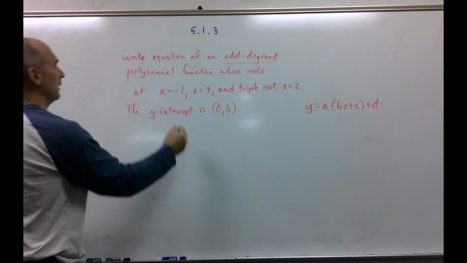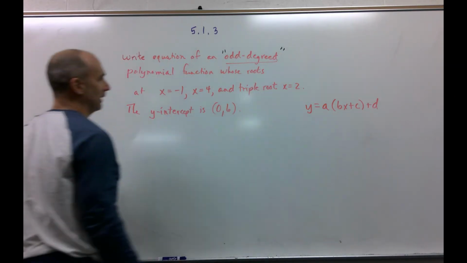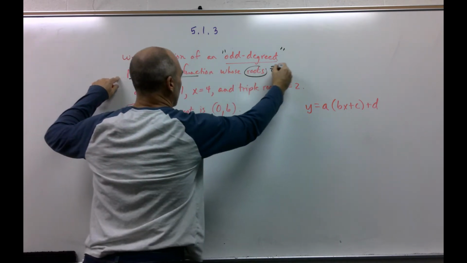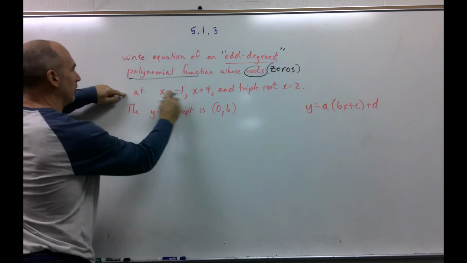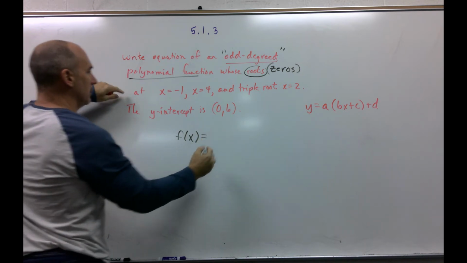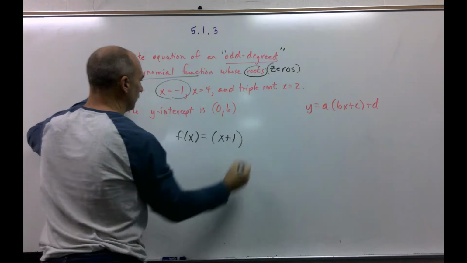So, write an equation of an odd degree polynomial function whose roots, that's just another word for zeros, are at x equals -1, so here it comes, f of x equals, now if that's a root, then I'm going to think backwards and go, okay, like that.